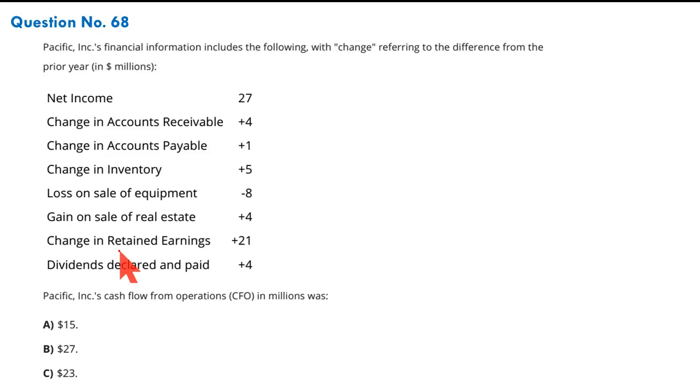Next. Pacific Incorporated financial information includes the following, with change referring to difference from the prior year. We have the net income. Changes in accounts payable, receivables have been given plus and minus indicating whether they have increased or decreased over the period. Please do not get confused with these positive or negative signs. We have to use our own established logic.